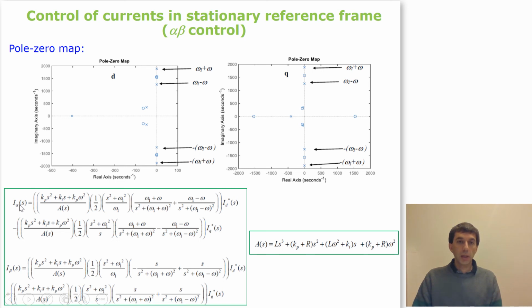And if we focus only on the alpha current, which is this one, we realize again that we have two imaginary poles at omega 1 minus omega and omega 1 plus omega, which are given by these two terms. Then we have a zero at omega 1 here and here, again complex. And then here we have the three poles corresponding to this expression, which is this third order expression, one real pole and two complex conjugate poles. And this is the same for D and Q.